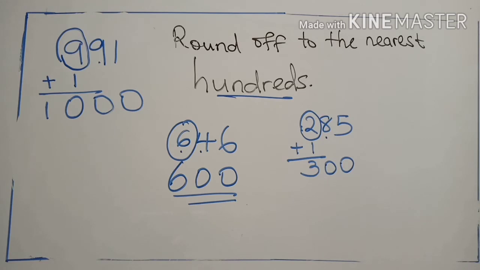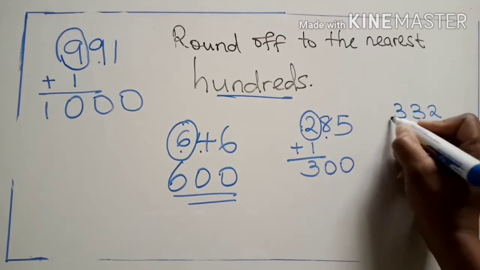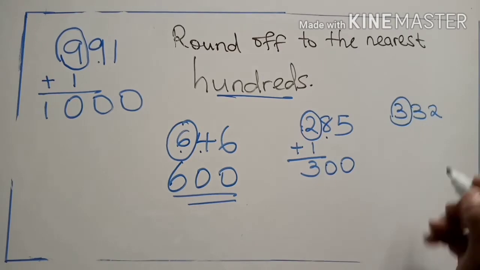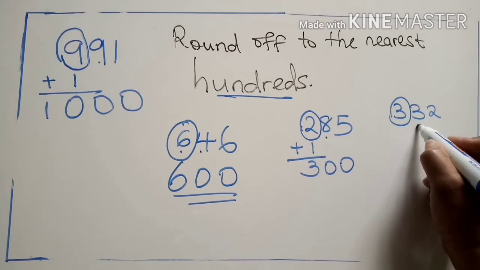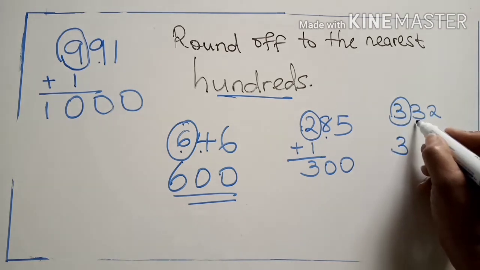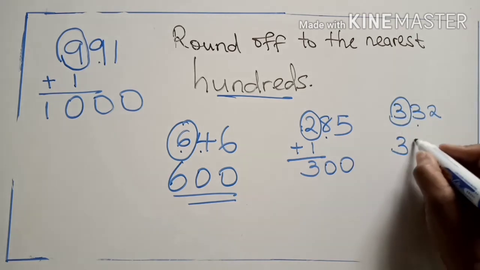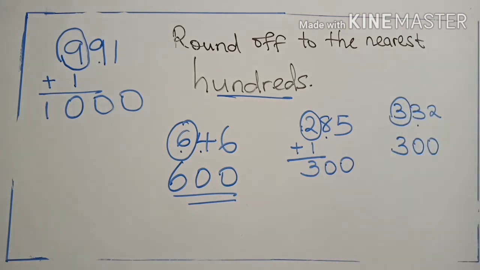Let's do another example where we have 332. Circle the hundreds. Look at the number to the right. It is less than 5, so we round down. And then the numbers that are after the hundreds are converted to zeros. So 332 to the nearest hundreds is 300.